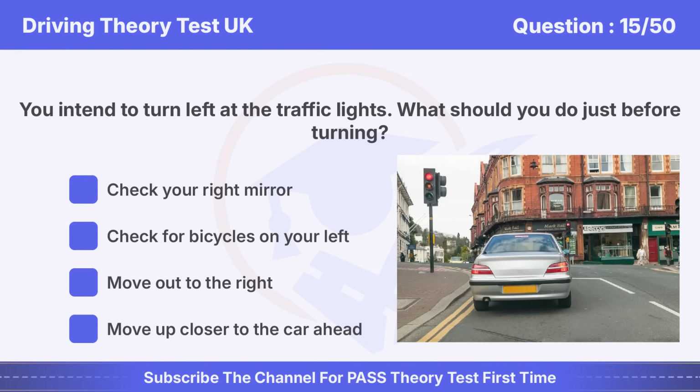Question 15. You intend to turn left at the traffic lights. What should you do just before turning? Option A. Check your right mirror. B. Check for bicycles on your left. C. Move out to the right. D. Move up closer to the car ahead.